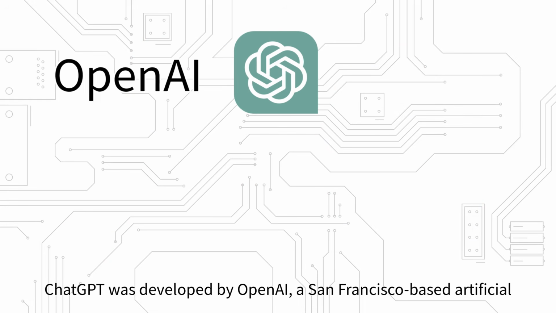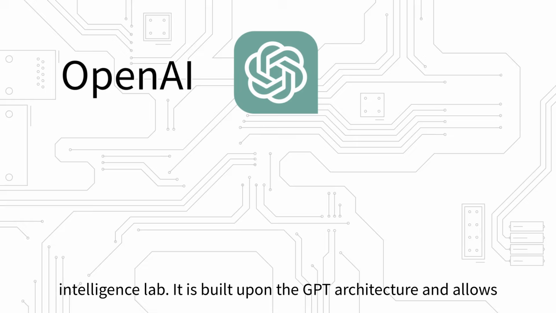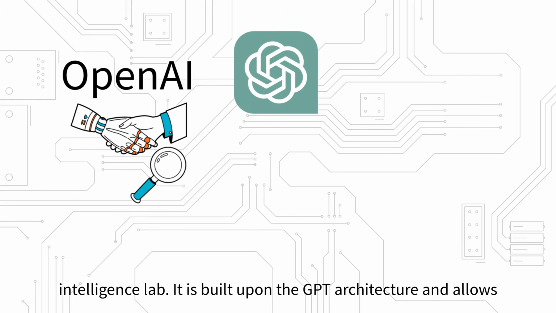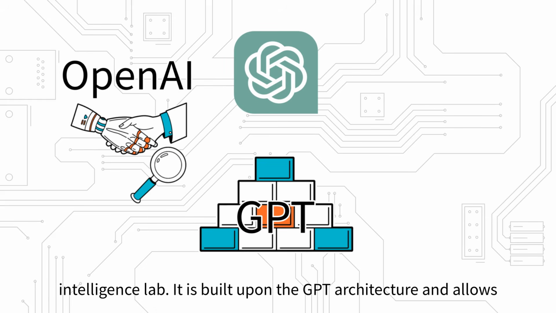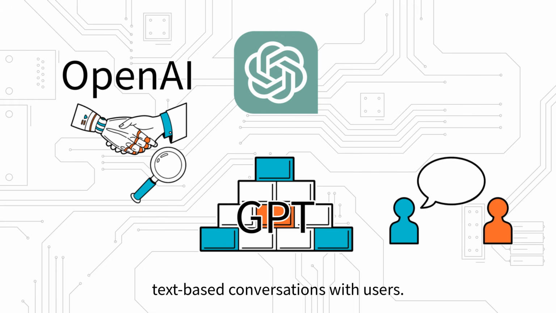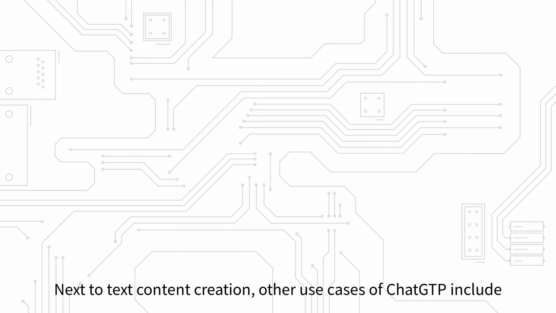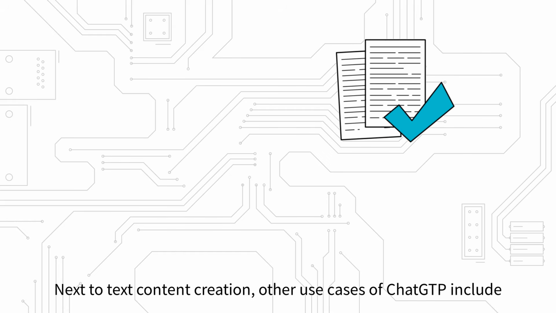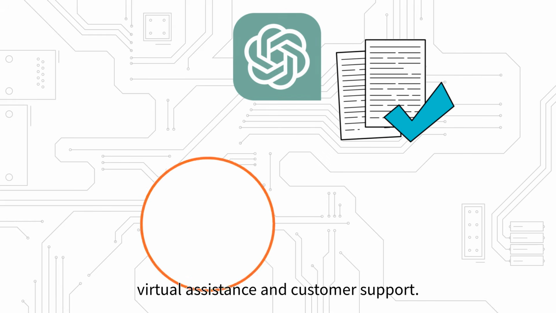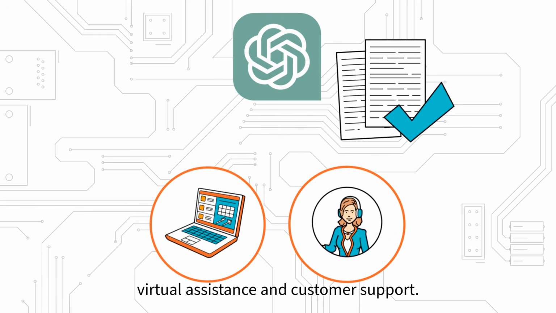ChatGPT was developed by OpenAI, a San Francisco-based artificial intelligence lab. It is built upon the GPT architecture and allows text-based conversations with users. Next to text content creation, other use cases of ChatGPT include virtual assistants and customer support.